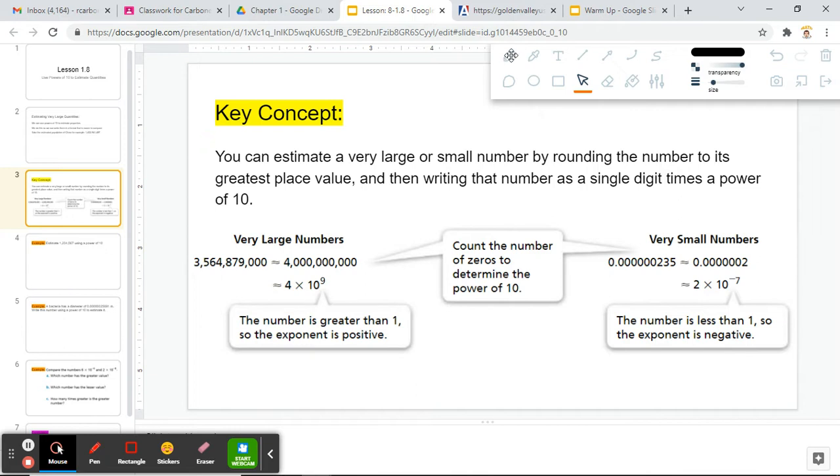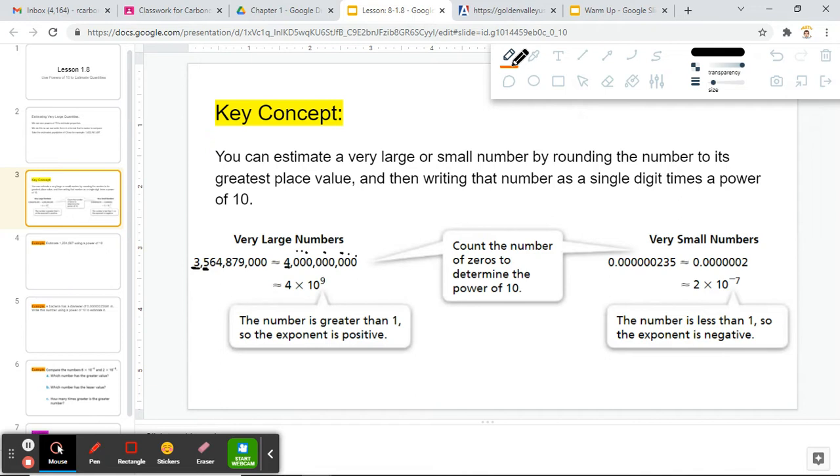So for very large numbers, for example here, you would first check what is in the first place. Since this is a 3 and the number following it is a 5, we would know that we are going to round this up. So we would round it up to 4 billion. Then you need to count the number of zeros. There are 1, 2, 3, 4, 5, 6, 7, 8, 9. So you would multiply by 10 to the 9th.